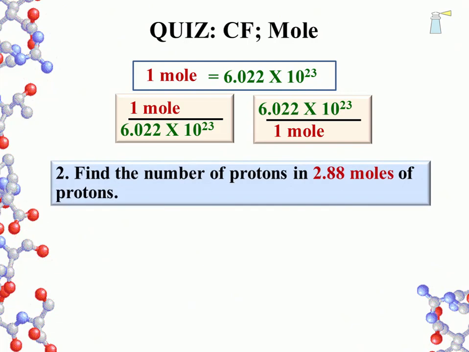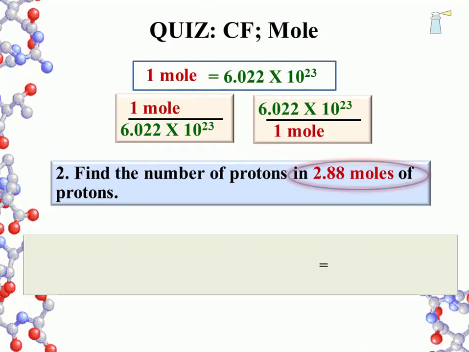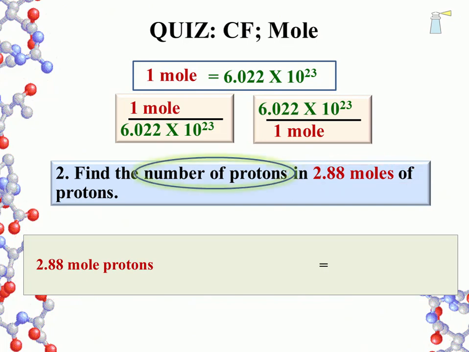A second problem asks us to find the number of protons in 2.88 moles of protons. Again, we identify this question as a conversion problem. A close look at the problem shows 2.88 moles of protons to be the given or current units. Insert that value on the left-hand side of the equal sign. The desired unit is the number of protons. Insert that on the right-hand side of the equation.